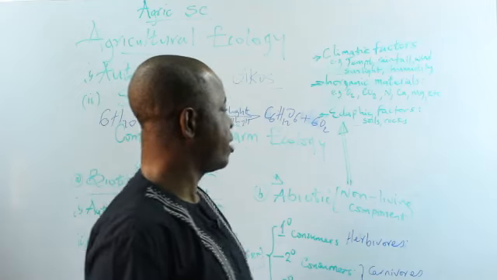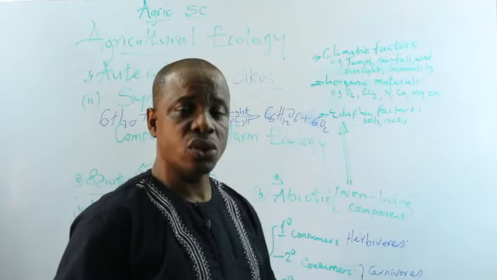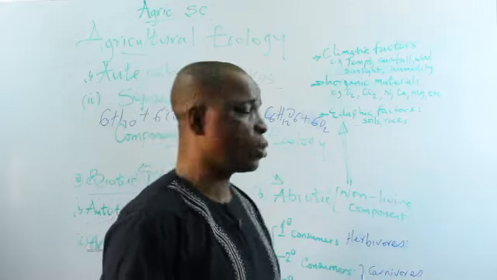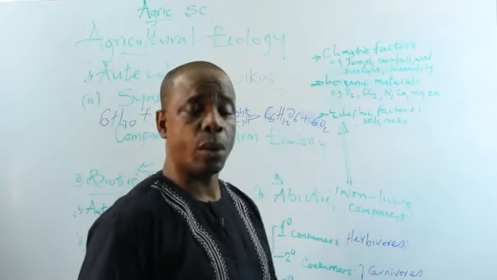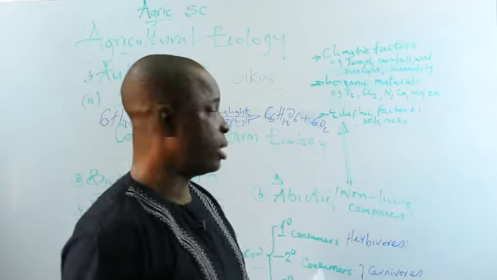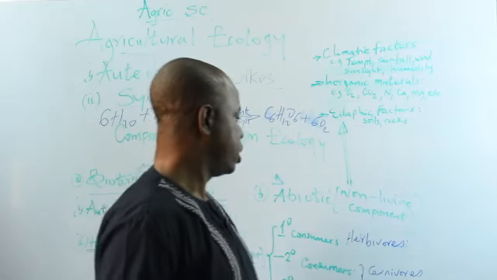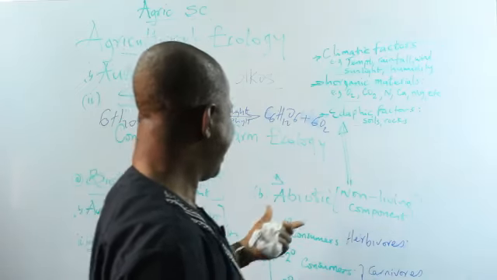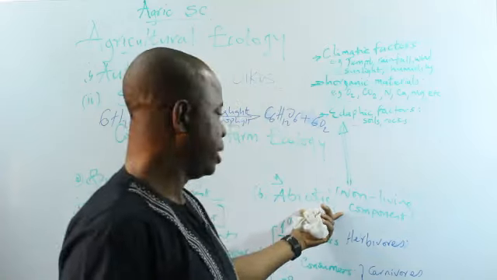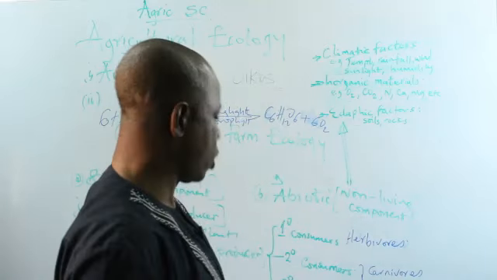Now, you also have the edaphic factors. These are the soil factors. This includes the soils, the rocks, and all the components of the soil, like soil organisms. All these are the edaphic factors that make up the abiotic component of the farm ecology.